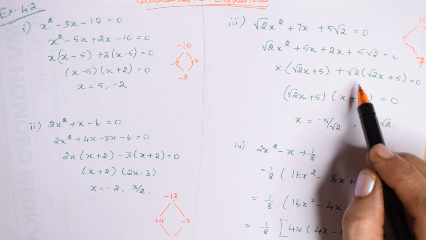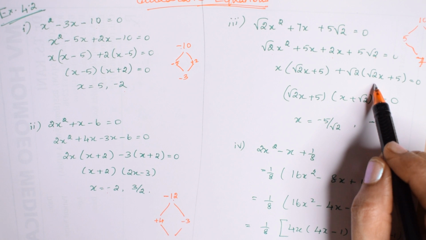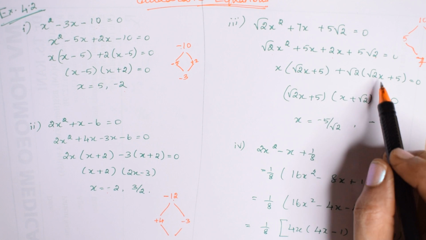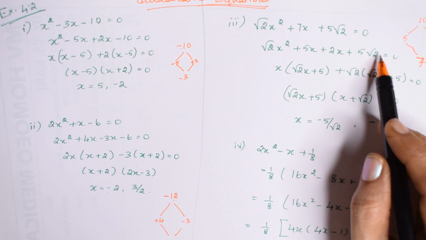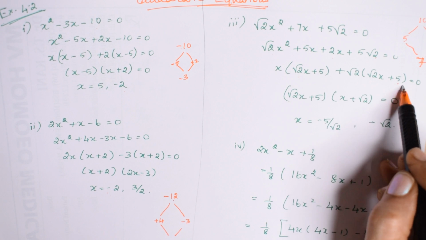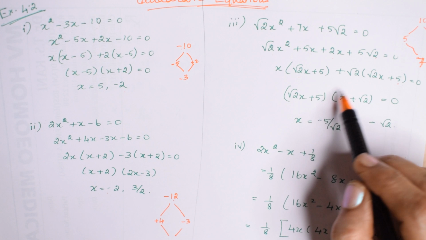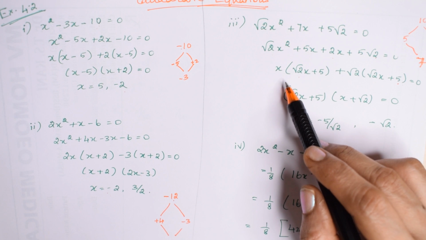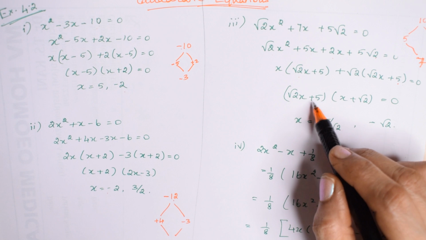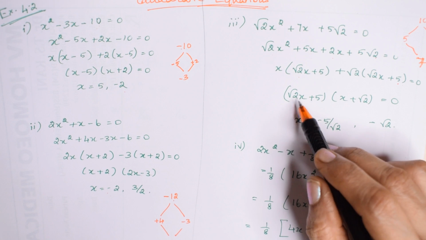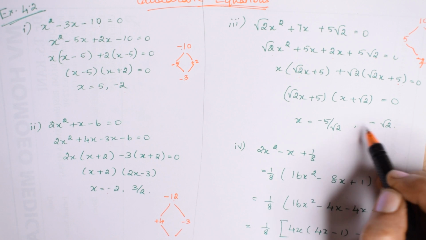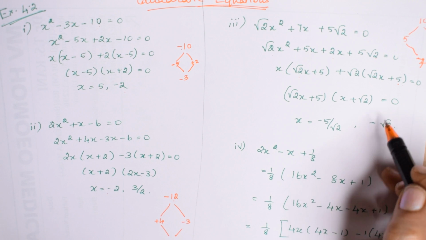So when I take square root of 2 outside, the remaining term is square root of 2x. Multiplying it, again 2x, I get this term. Then the square root has gone out, so only 5 is remaining. See, I have the same thing in the bracket, the brackets are the same. So I take the bracket outside, the remaining is x plus square root of 2. So x gets the value of minus 5 by square root of 2, or here minus square root of 2. So x has these two values.